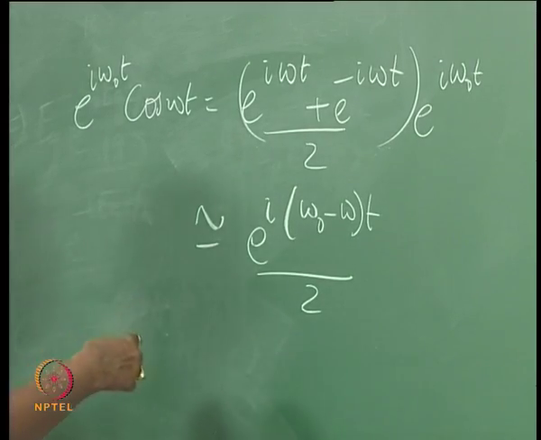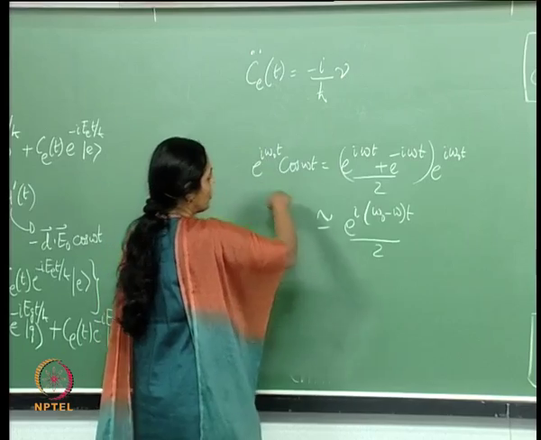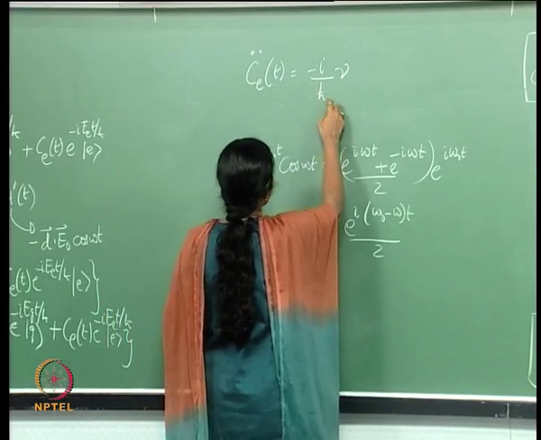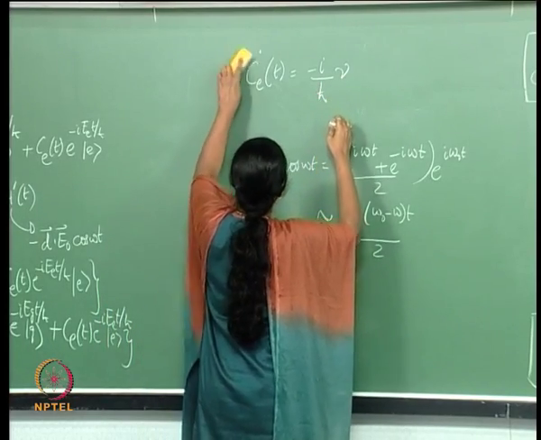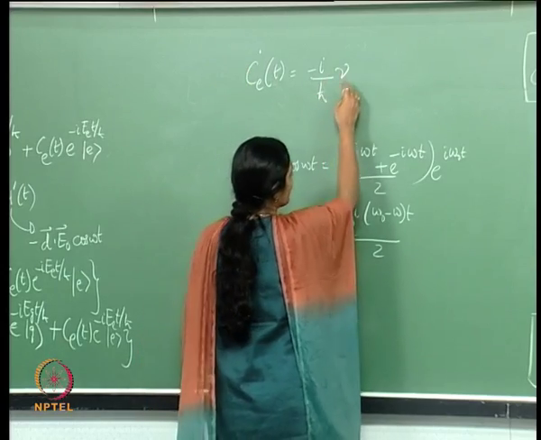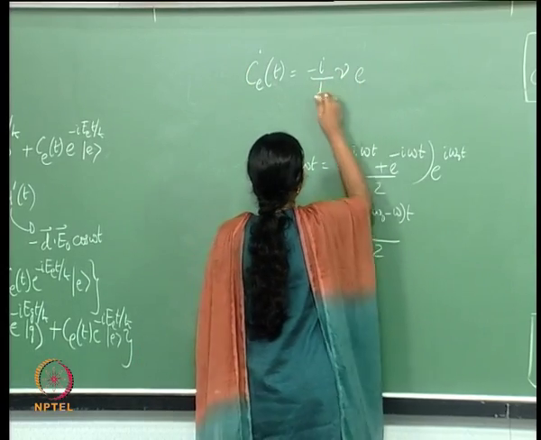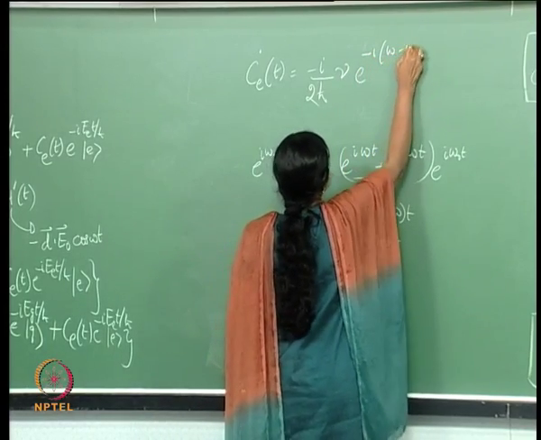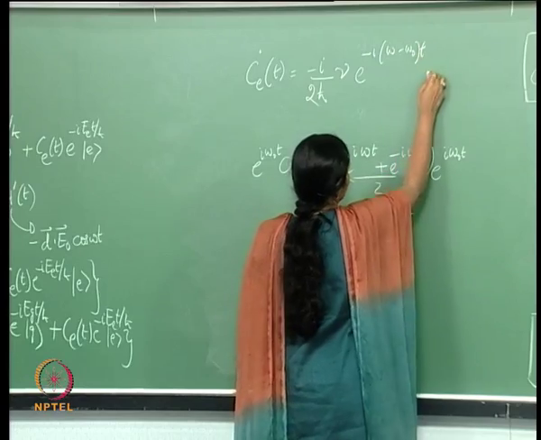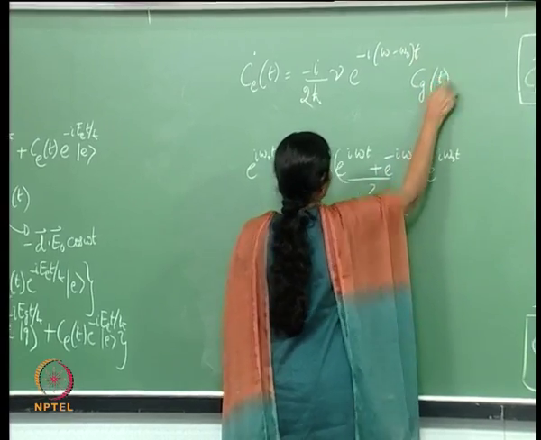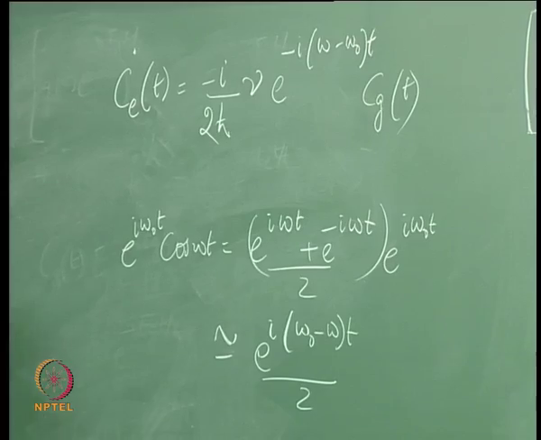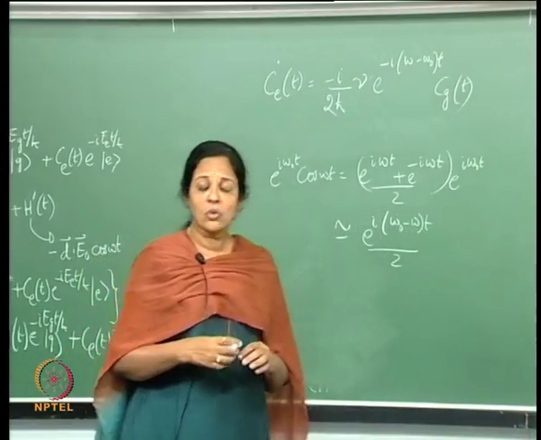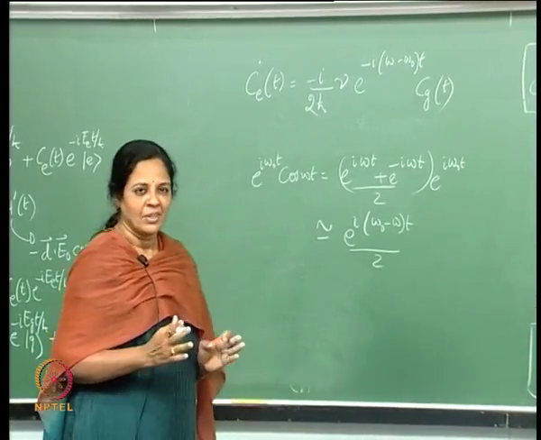Now if I did that, Ce dot of t is minus i h cross nu, there is a 2 h cross from here, e to the minus i omega minus omega naught t Cg of t. So, this is an approximation also called the rotating wave approximation, but I will not get into those details here.